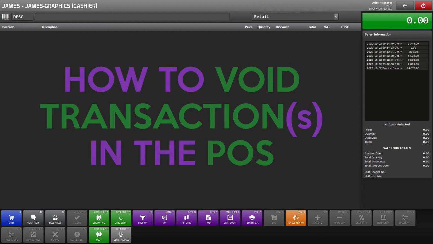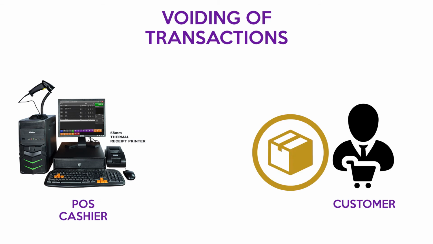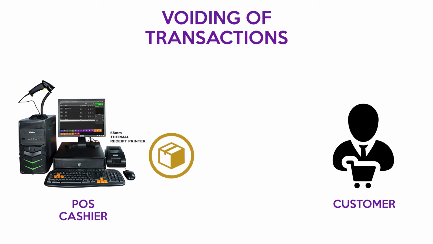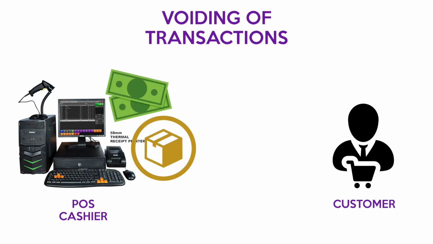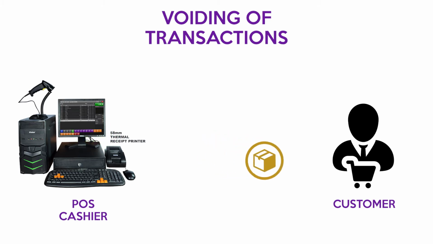In this tutorial we will learn how to use the void feature of the program. Voiding a transaction means that the inventory of that transaction will go back to the inventory of the system, and the amount of that transaction will be refunded to the customer or used in tendering other products that the customer wants to buy instead of the refunded item or items.